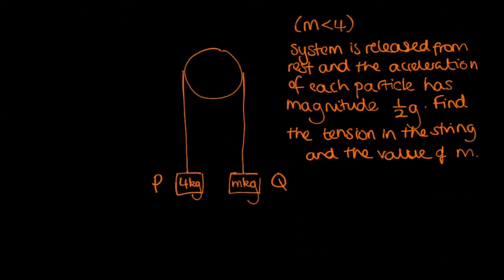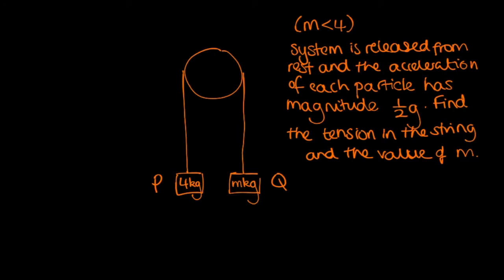So for this pulley problem, we have two particles, P and Q, with masses 4 kilograms and m kilograms, and m is less than 4. The system is released from rest, and the acceleration of each particle has magnitude g over 2. Find the tension in the string and the value of m.